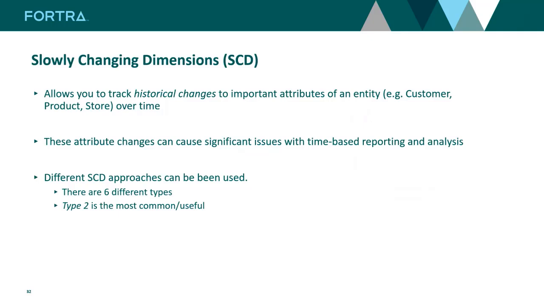Slowly changing dimensions provides a solution to a common reporting issue caused by changes to attributes of an entity over time, by allowing you to keep track of the prior values for an attribute. There have been several different approaches to tracking this over time. If you read any books on dimensional modeling, they'll talk about 6 or more different types of slowly changing dimensions. One of them, known as type 2, is the most useful. That's the one we're going to focus on today.